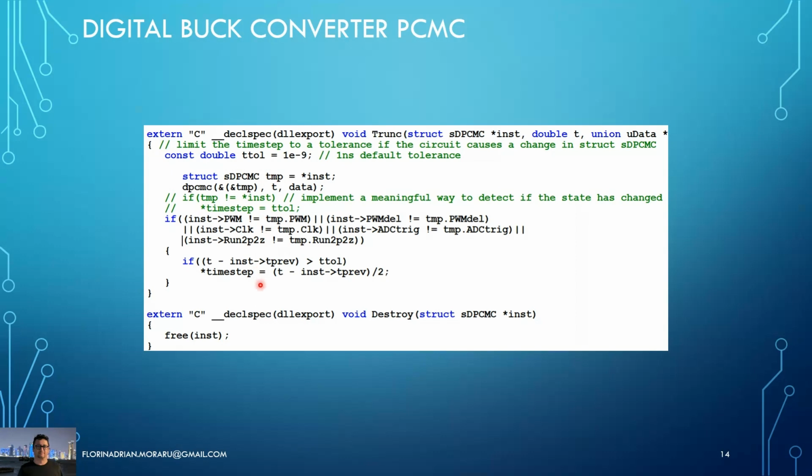Okay, and this is the last part of the C++ file, where actually it looks for a change in the PWM, and then we increase, if that is the case, the time step, so that we have a sharp transition on the signals, and in the end we are freeing the memory.